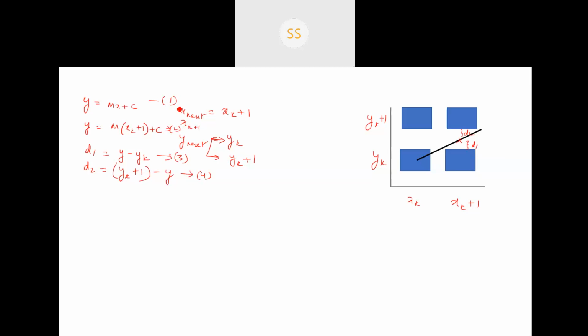Okay, so I've got my 4 equations in hand. Now I've got d1 and d2. Now I have to find which is greater, which is lesser, d1 or d2. How do I find which is lesser? I have to take the difference between the two, that is, I'll have to do d1 minus d2.